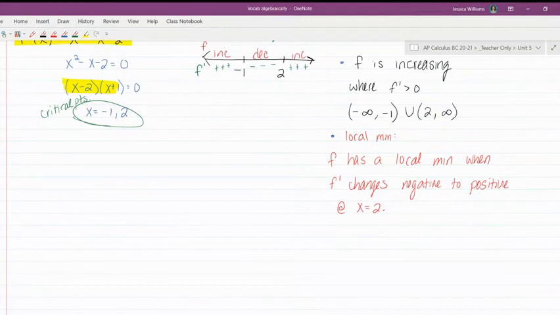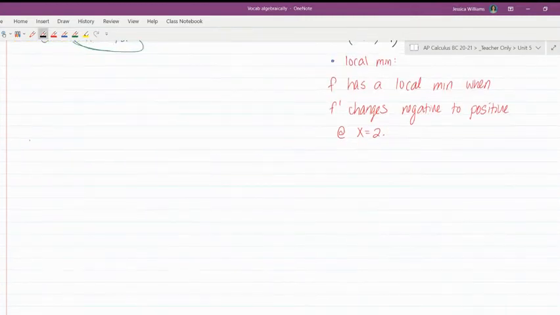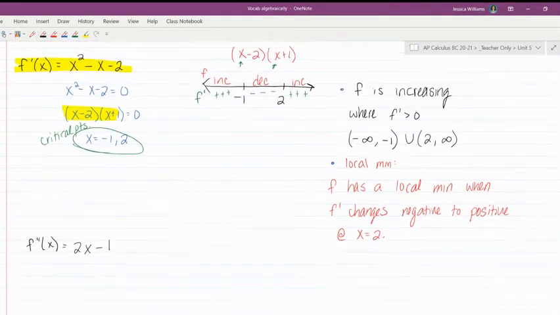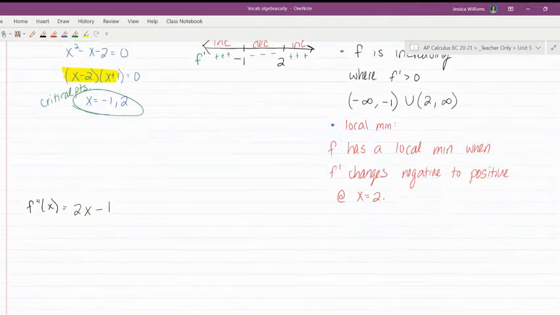So let's do a second. So same function. We're just going to do the same thing. I got to scroll so I can see it. If I take a second derivative, I'm going to get 2x minus 1. So this is going to have, I'm going to go look to see where it equals 0. And that's going to be at x equals 1/2.